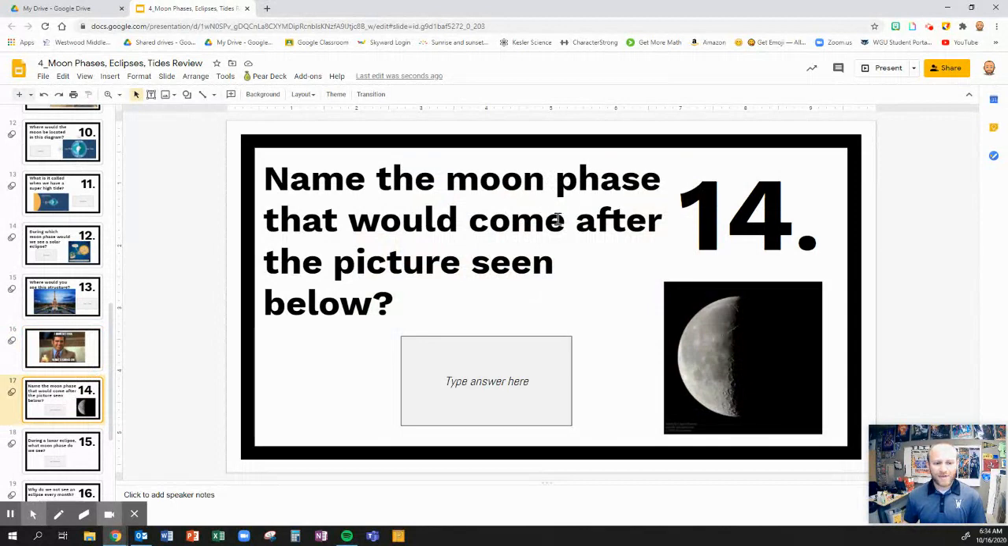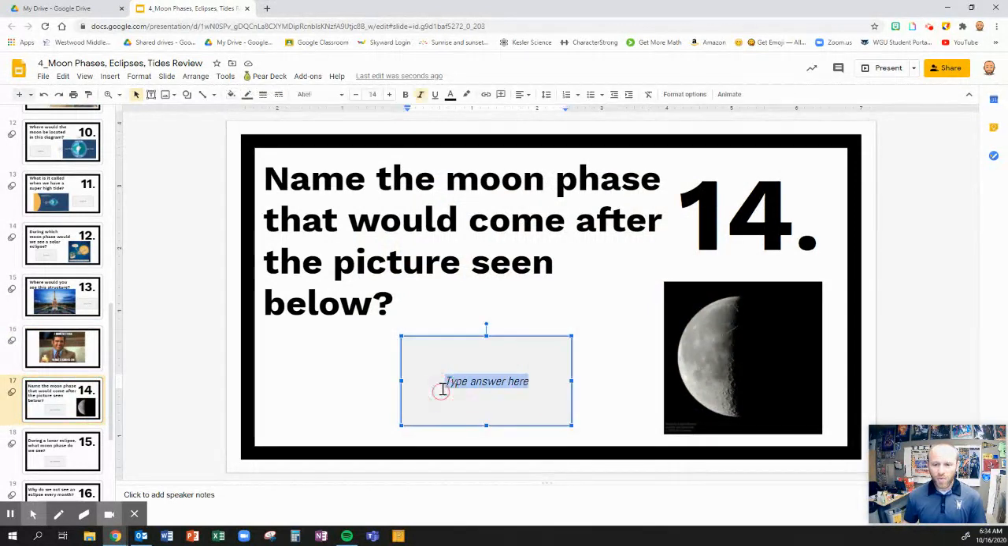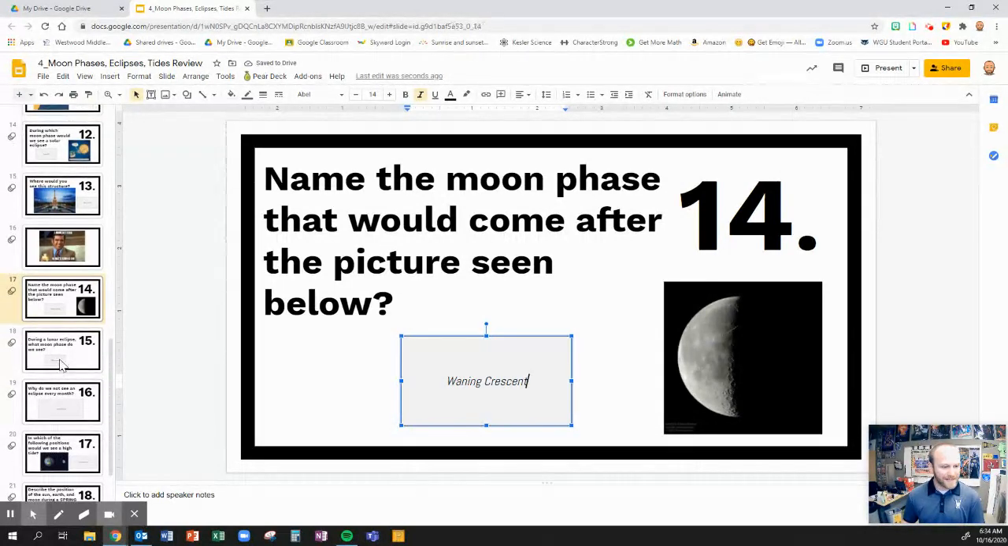Name the moon phase that would come after the picture shown below. Ooh, is this a first quarter or a third quarter? Well, the white's on the left, so it is a third quarter. Now, during a third quarter moon, the next phase actually gets smaller because waning gets smaller. So we have a waning crescent. It gets smaller, so the white part would be on the left, and it would be a crescent.